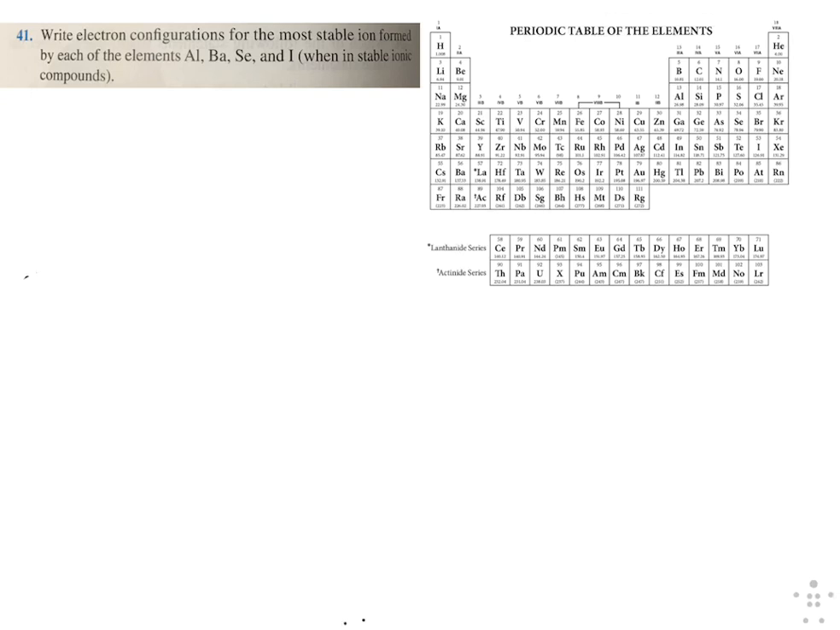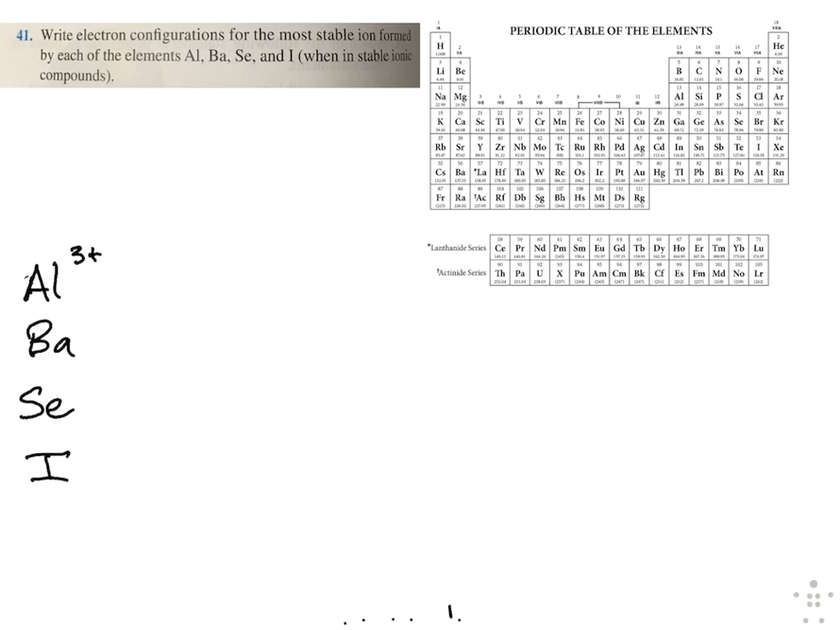So we've got aluminum, barium, selenium, and iodine. You're going to do this in their most stable ionic compounds. So basically what that means is their most common ion. And so we learned in class to do this by whatever group they're in. So aluminum's in group 13. We've learned that everything in group 13 has a positive 3 charge.